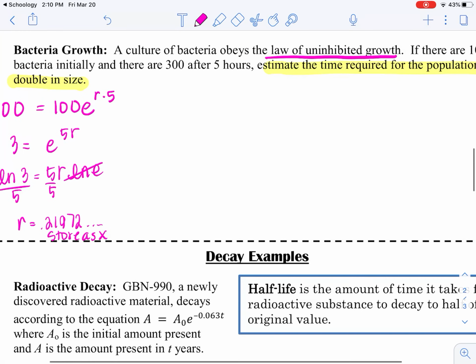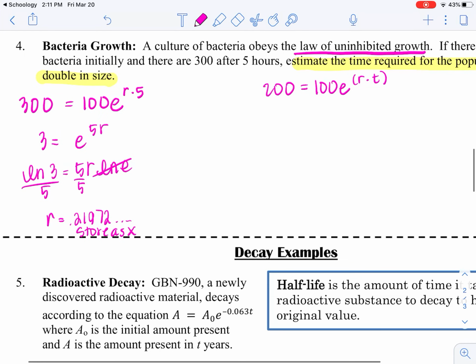All right, so now if you look at what the question says, it says estimate the time required for the population to double. So how much will the population be when it doubles? It'll be 200. So as we're thinking about this problem right here, what you have to realize is that we know that it takes 5 hours to get to 300. So our answer is going to be less than 5 hours. We should at least be thinking about these things before we do this problem.